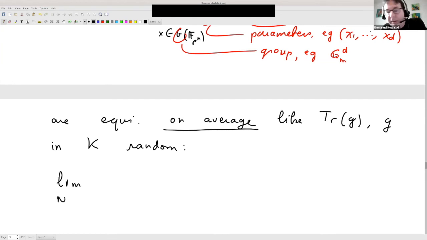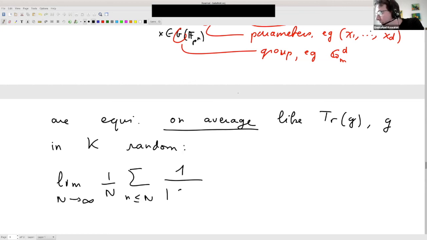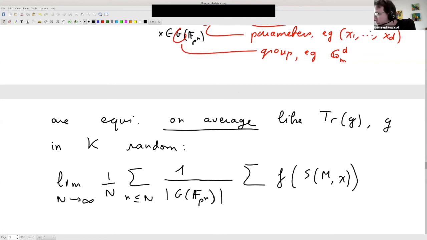So what this means is we average the families over a sequence of finite extensions of the base field. So we sum over the integers from 1 to capital N, and for each of them we do the kind of usual sample with a test function, and this converges to the integral of the trace of a random matrix on K.